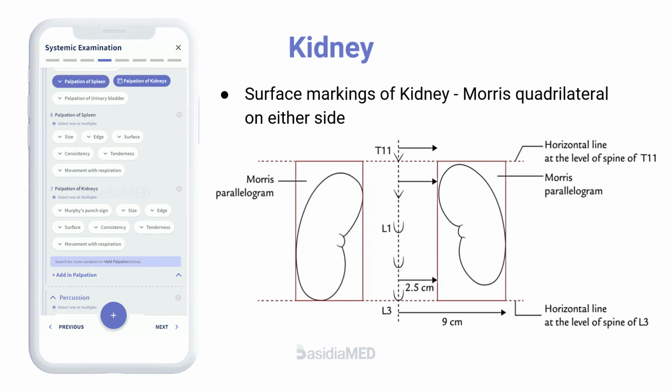The surface marking of the kidneys is indicated by the Morris quadrilateral on either side. Draw 2 parallel horizontal lines on the back, at the levels of the 11th dorsal and 3rd lumbar spines. They are intercepted by 2 vertical lines, drawn 3.75 cm and 8.75 cm, respectively, from the midline.